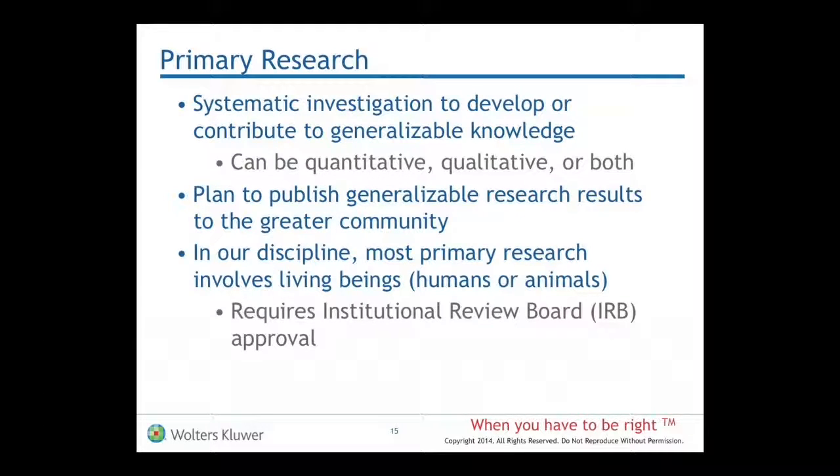Primary research is a systematic investigation to develop or contribute to generalizable knowledge. We always want to share what we've come up with, what we've discovered. This can be quantitative, qualitative, or mixed method. And always the plan is to publish that to the greater community. But because we deal with organic human beings or their derivatives like cell lines and tissue types, most primary research has to go through a human subject or animal subject IRB process for approval. So institutional review boards are involved, which always makes primary research just a little bit more complicated.